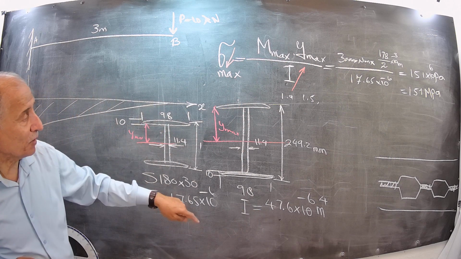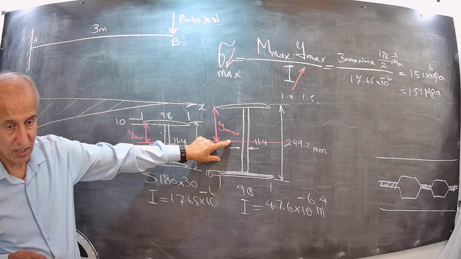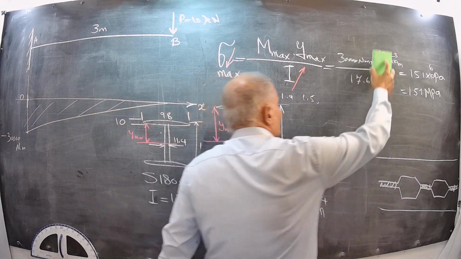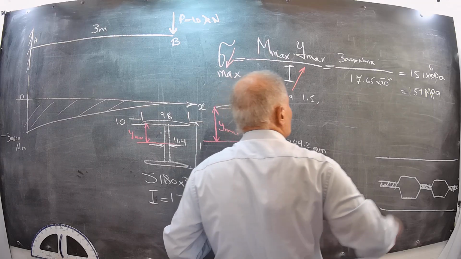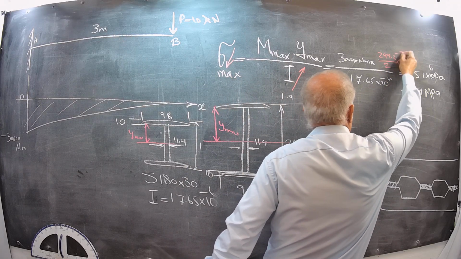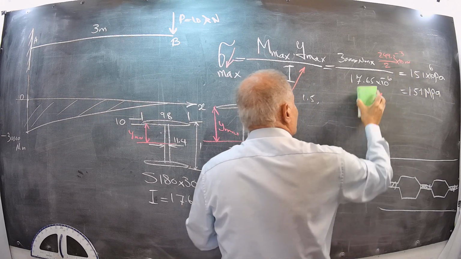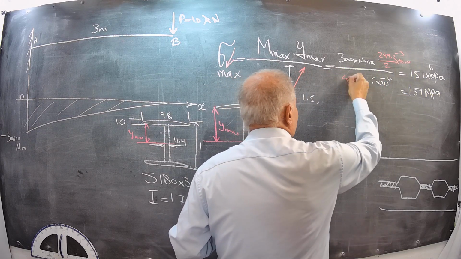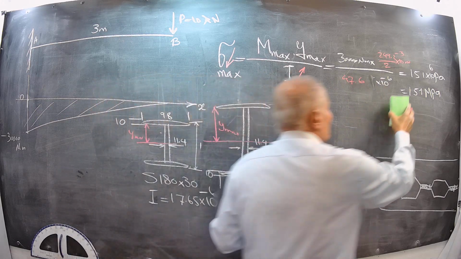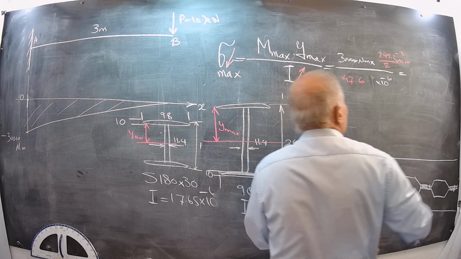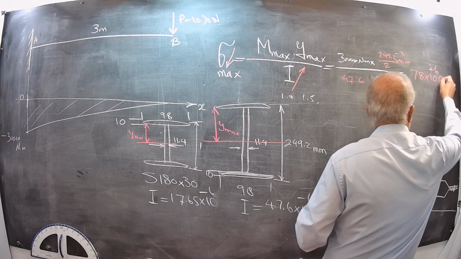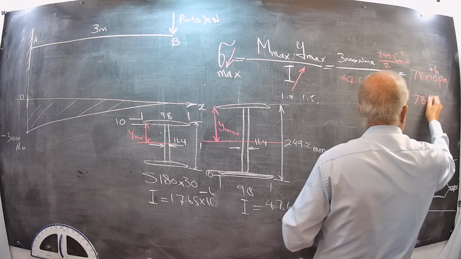Then if we substitute the new actual values here, the load is the same. This Y is changed to 249.2 divided by 2, 10 to power minus 3 meter. And this changed to 47.6, 10 to power minus 6. And you will find out the stress is 78, 10 to power plus 6 Pascal or 78 megapascal.